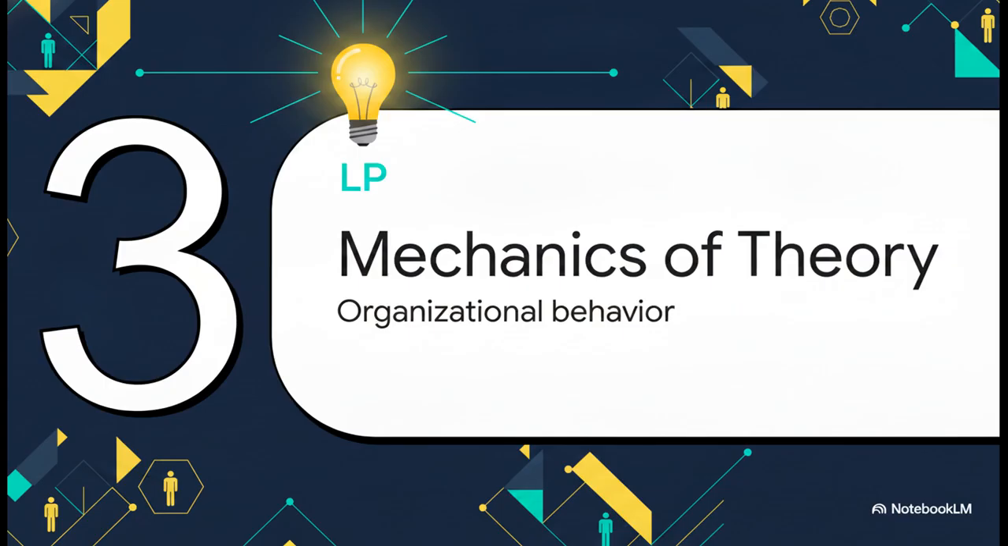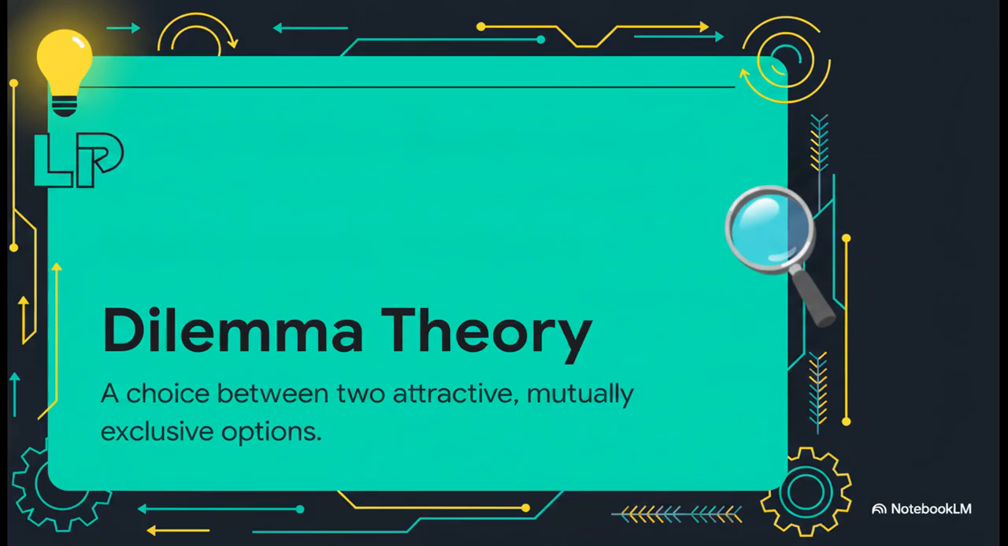This is where we transition our explainer from individual moral philosophy directly into the systemic sociological dynamics of interpersonal behavior. Okay, we classify this concept within organizational behavior, specifically cultural and interpersonal dynamics. Dilemma theory defines a dilemma as a choice between two attractive, mutually exclusive options. But here's the critical part, the real game changer.